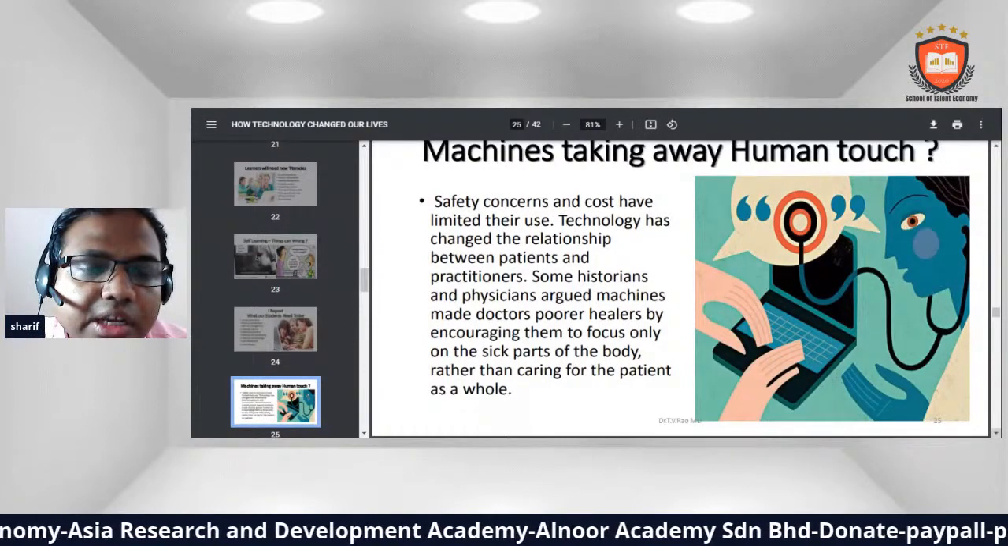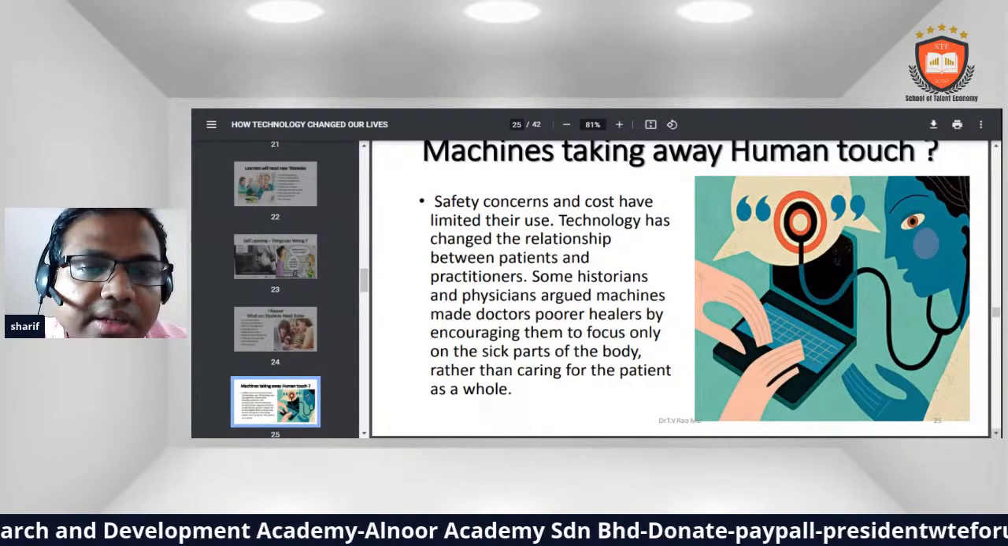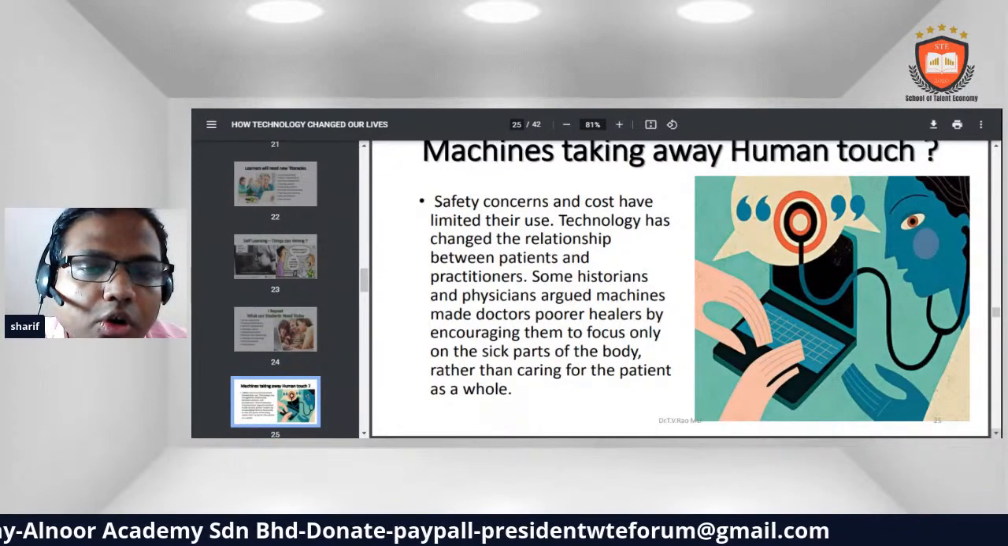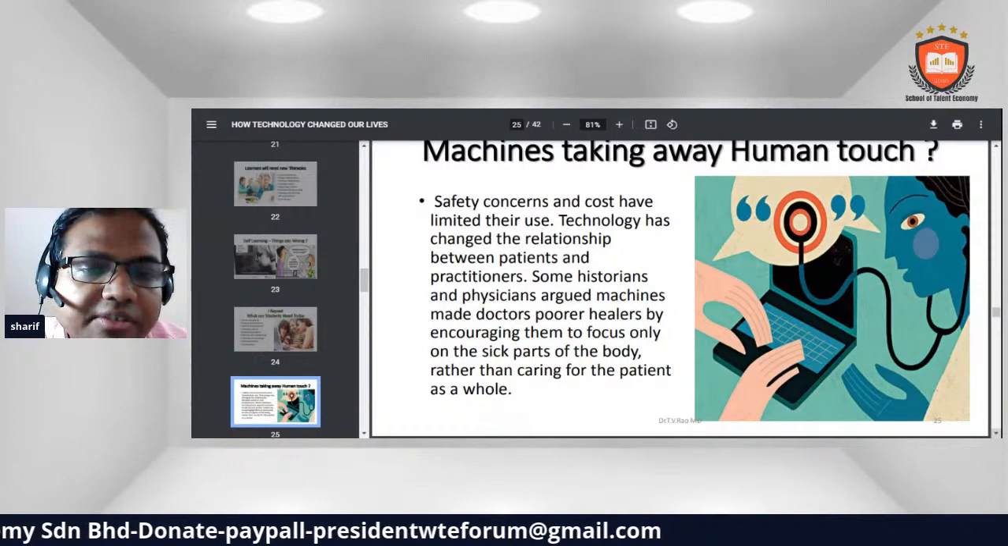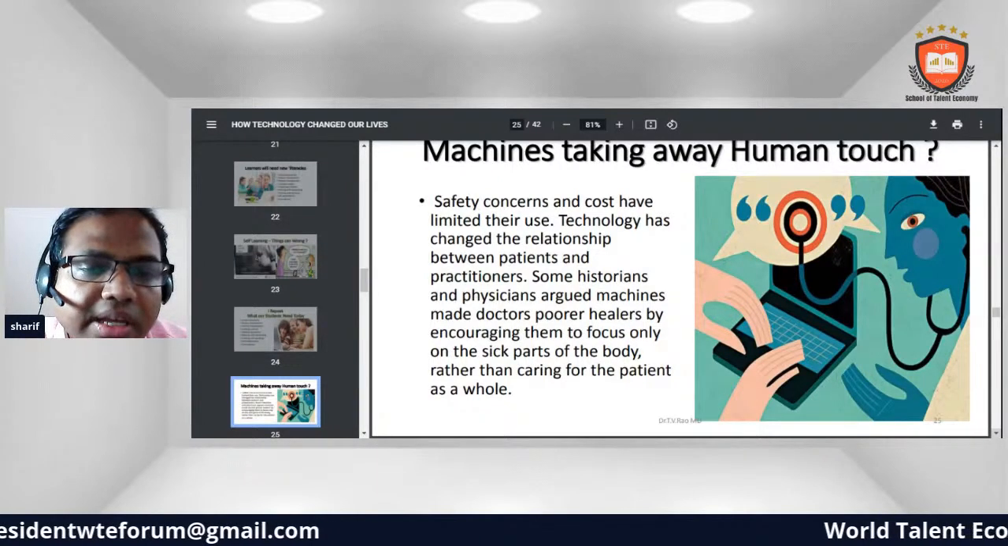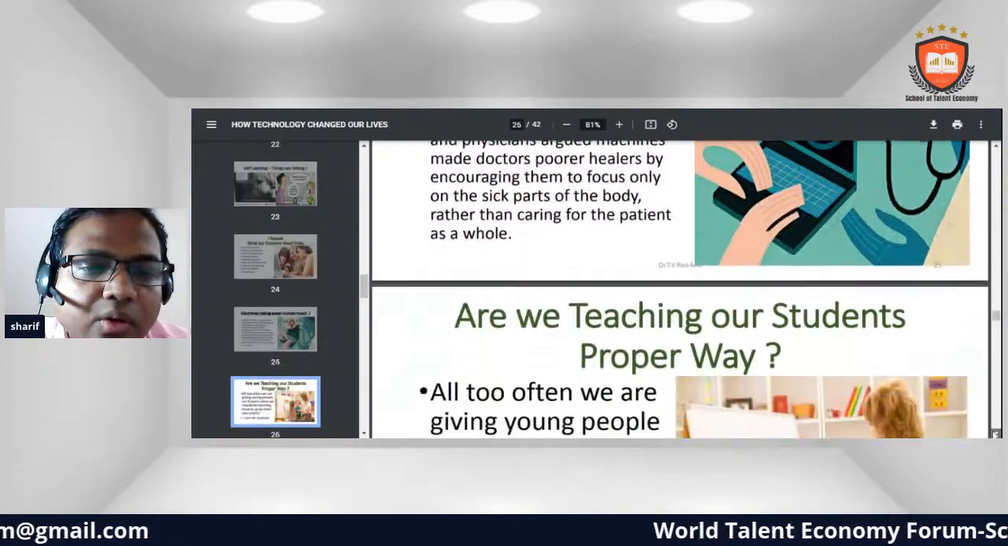Technology has changed the relationship between patients and practitioners. Some historians and physicians argued machines made doctors poorer healers by encouraging them to focus only on the sick part of the body rather than caring for the patient as a whole.